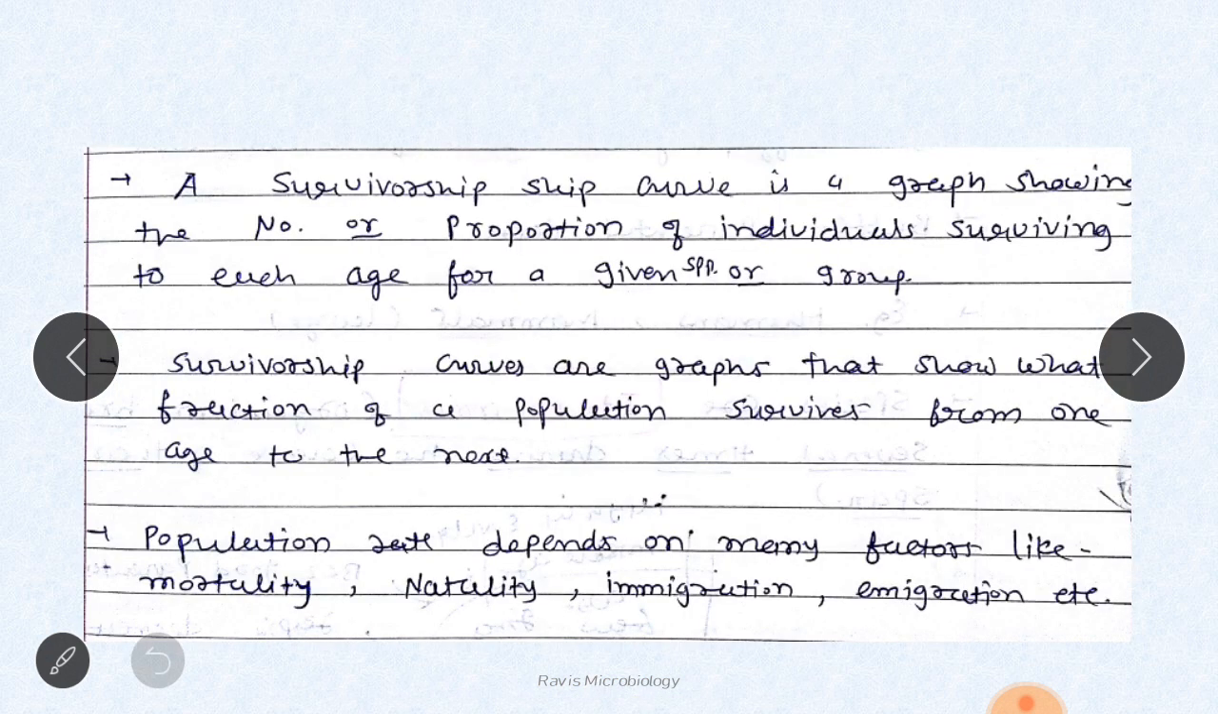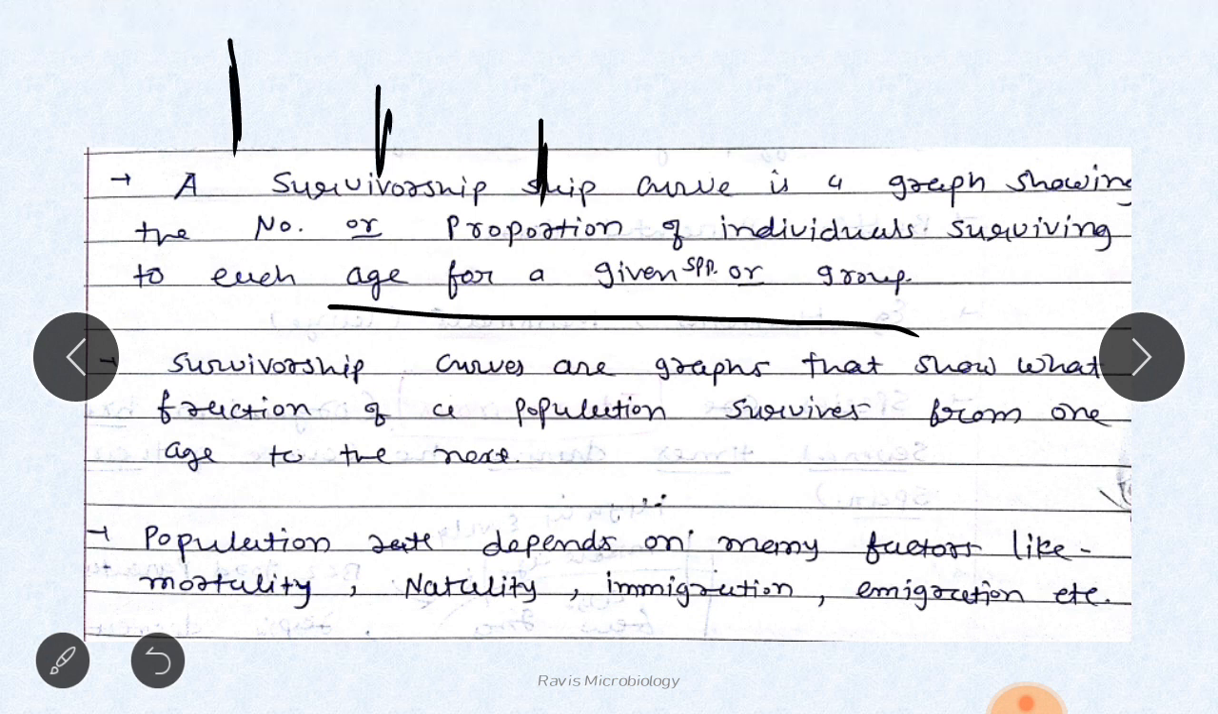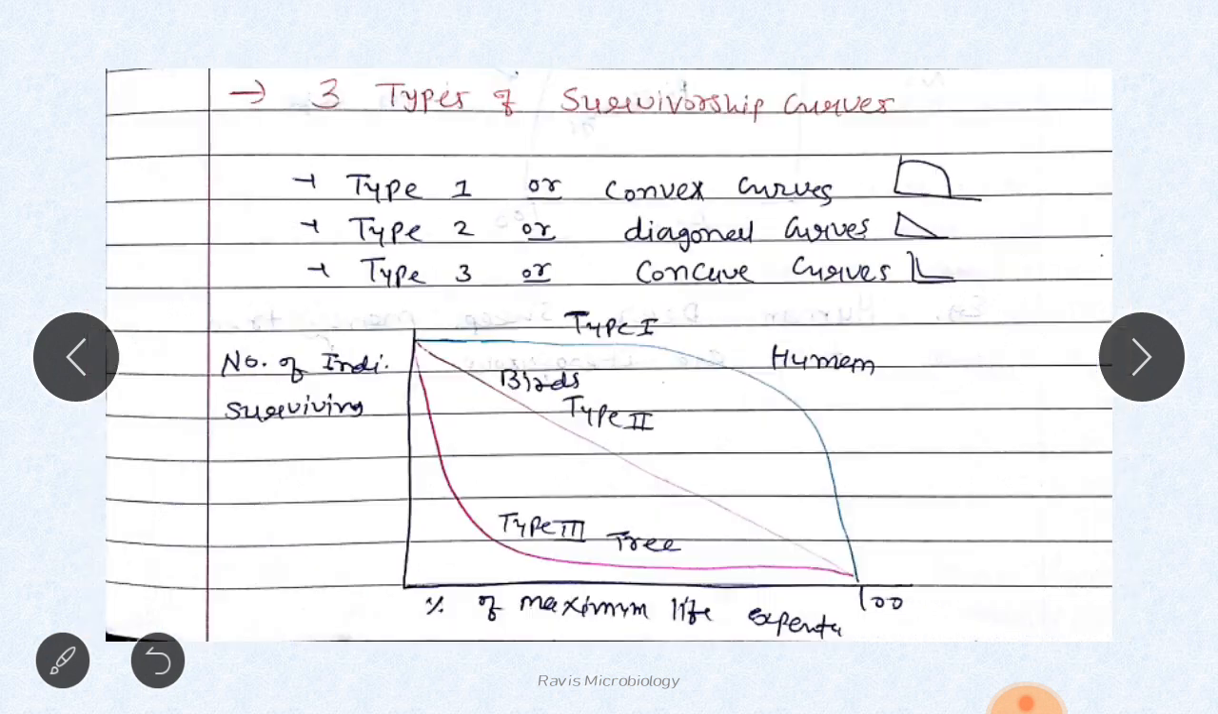A survivorship curve is a graph showing the number or the proportion of individuals surviving to each age for a given species or group. Survivorship curves are graphs that show what fraction of a population survives from one age to another, like between 10 years to 20 years and 20 years to 30 years. Population rate depends on many factors like mortality and natality. Immigration means the entry of individuals, and emigration means the exit of individuals.